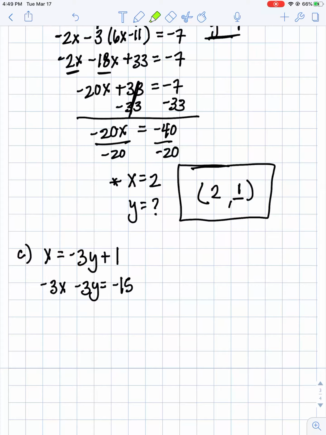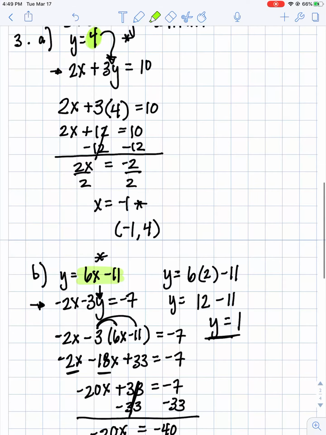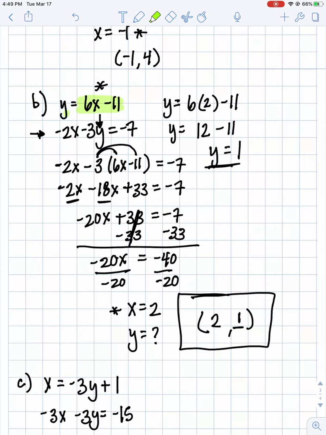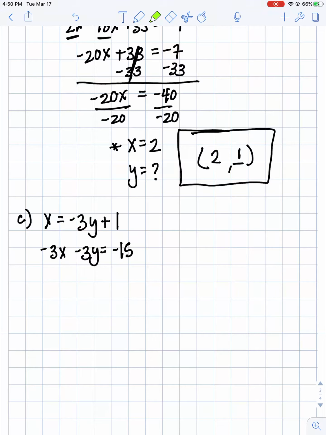Okay? So what variable is by itself? X is by itself, which means, unlike the last two, in the first example, we knew what y was. Y was isolated. In the second example, we knew what y was. Y was 6x minus 11 because y was isolated. In example C, what variable is isolated? X is isolated. X is negative 3y plus 1. So we're going to plug this expression into x, gang. So take a look. Negative 3, oh God, there's x. Plug in negative 3y plus 1 minus 3y equals negative 15.